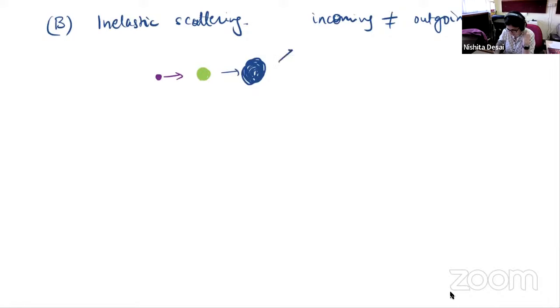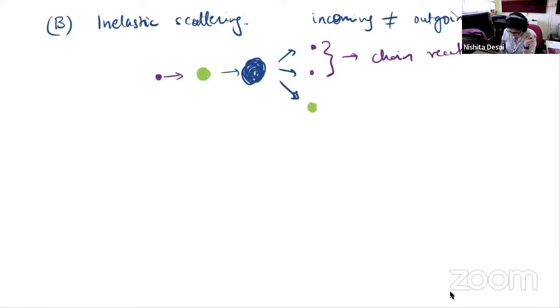And then that guy breaks into smaller pieces. And if you have multiple of these guys being produced, that will also give you a chain reaction. You will remember having seen something like this either in school or in your earlier undergrad years. So this is one possible way of having an inelastic scattering.